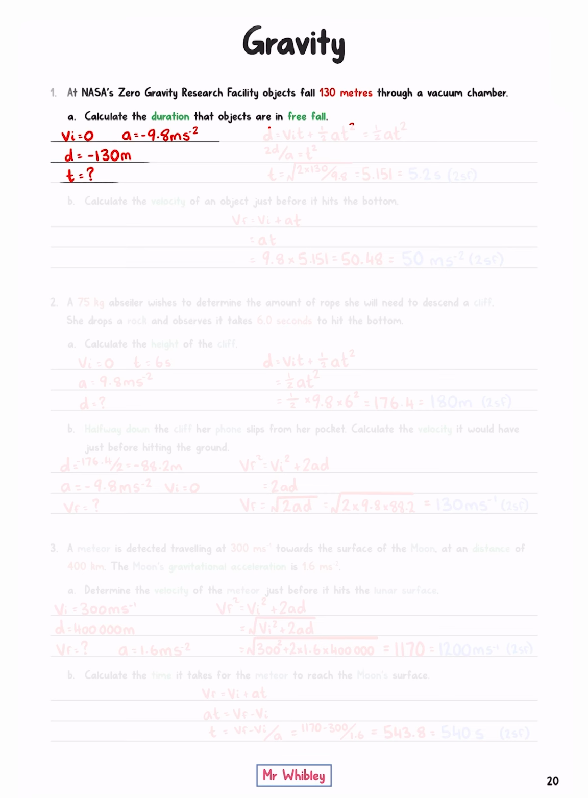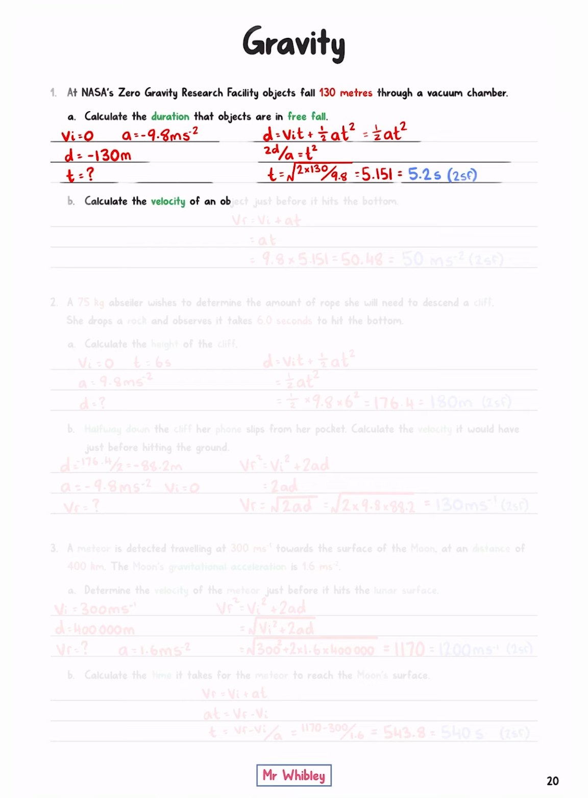The one thing we don't have and don't care to find is the final velocity, so we choose the equation without it. Because vi is 0, this just equals half at squared. We can then start to solve for time by first doubling both sides, and then square rooting and swapping them around and putting in our numbers. That gives me 5.151 or 5.2 seconds to two significant figures.